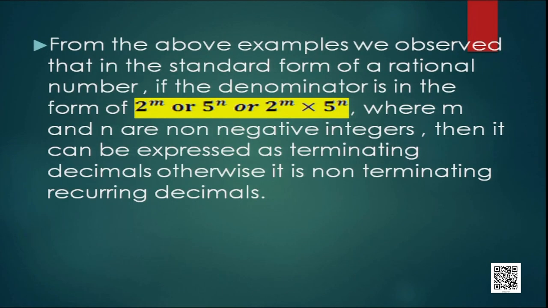From the above examples, we observe that in the standard form of a rational number, if the denominator is in the form of 2 to the power m, or 5 to the power n, or 2 to the power m into 5 to the power n, where m and n are non-negative integers, it can be expressed as a terminating decimal. Otherwise, it is a non-terminating recurring decimal.